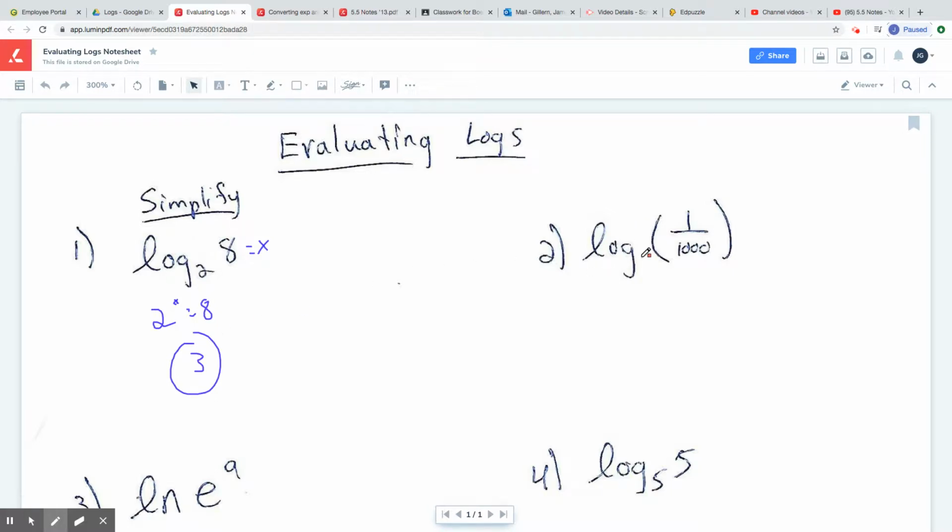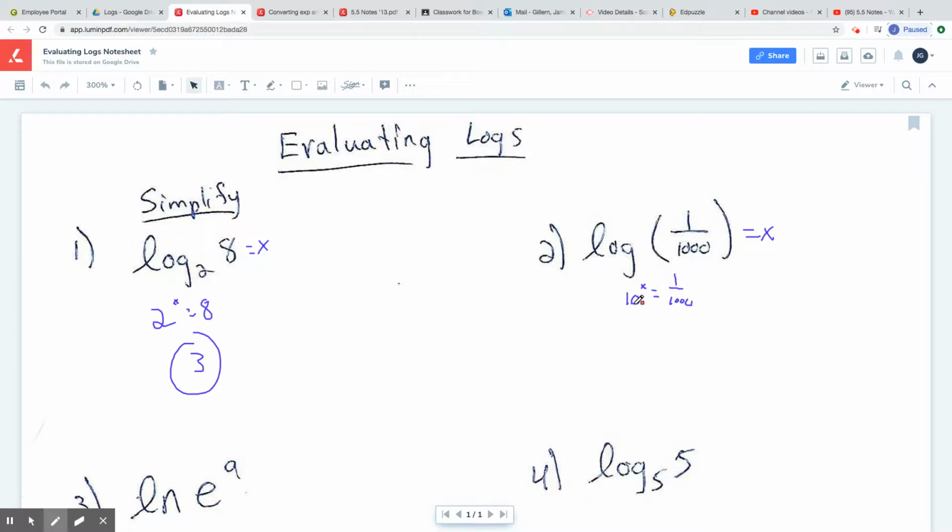All right, there's no base here, so let's convert this to an exponential. What am I trying to figure out? It's 10, because there's no base here, to what power equals 1 over 1,000. Now, what does it mean if you have 1 over 1,000, or 1 over something? That means what about your exponent? Well, it means that it has to be negative.